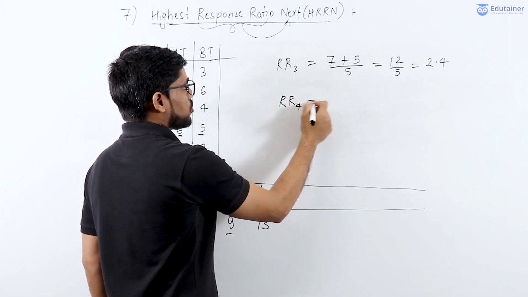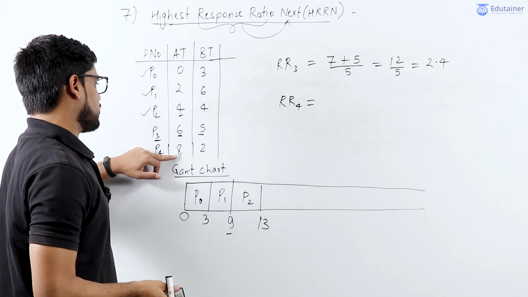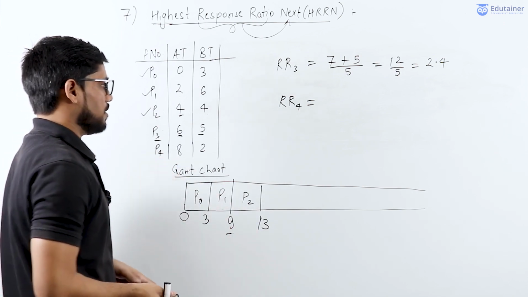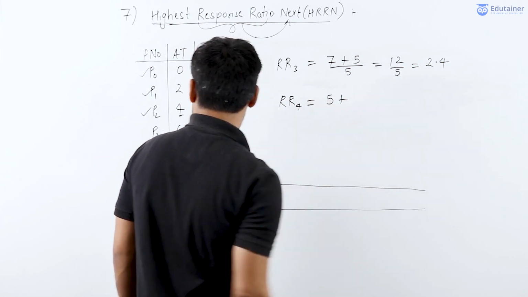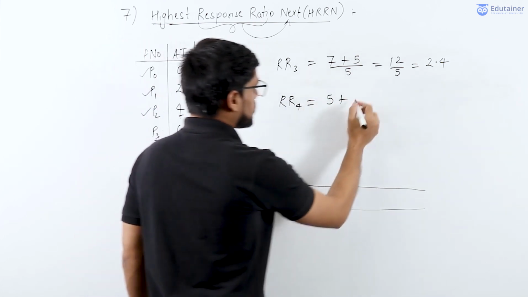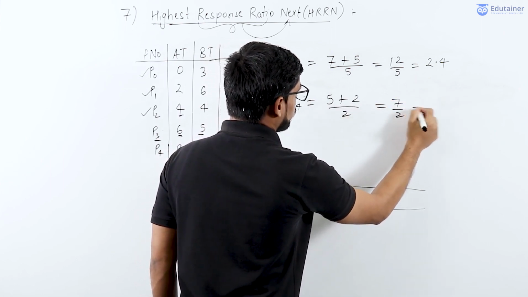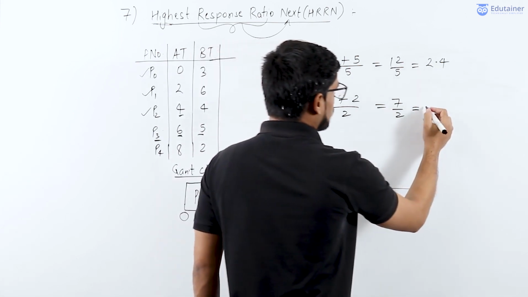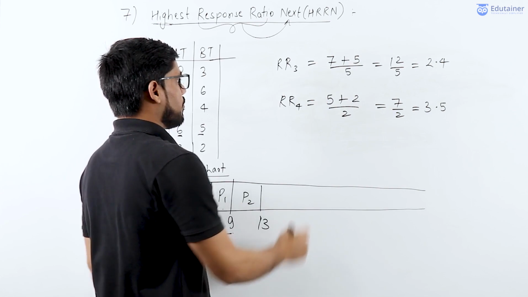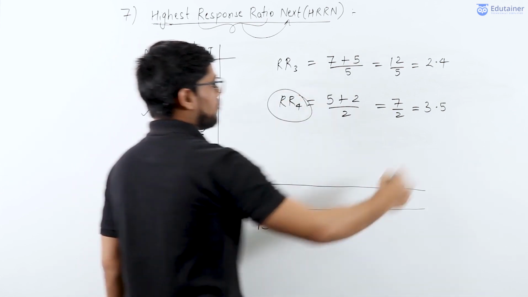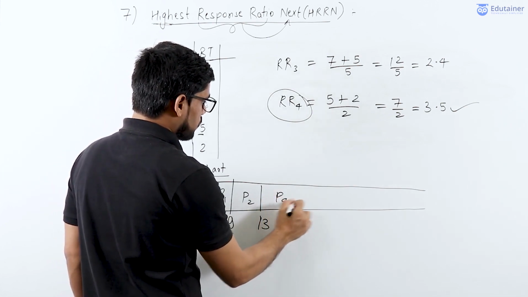Next is response ratio of process P4. So what is the waiting time of process P4? 13 minus 8 is 5. 5 plus burst time 2, divided by 2. So it is 7 by 2, and the actual number is 3.5. So definitely response ratio of process P4 is highest. So next process chosen will be process P4.